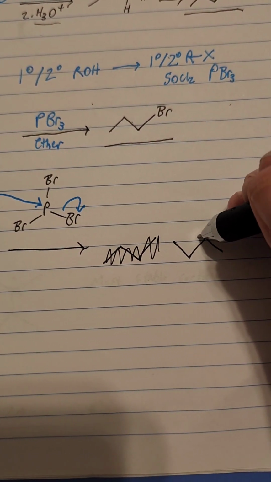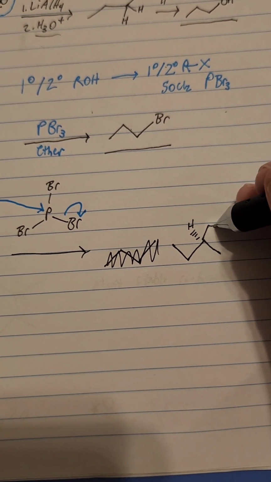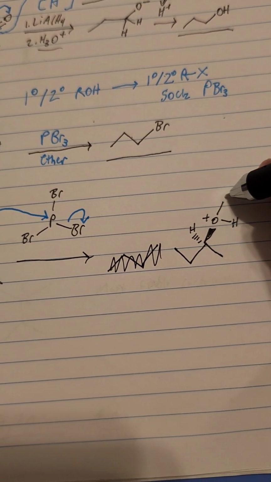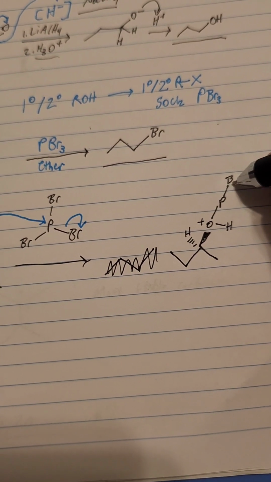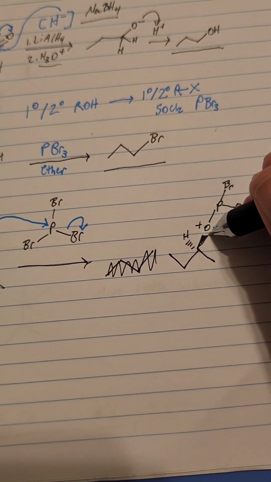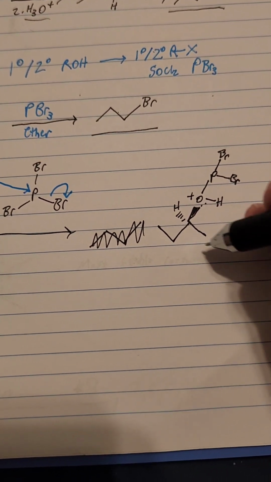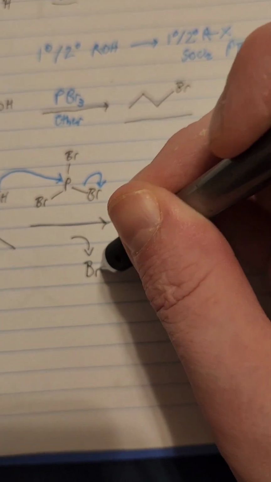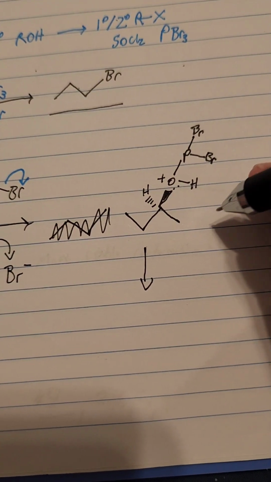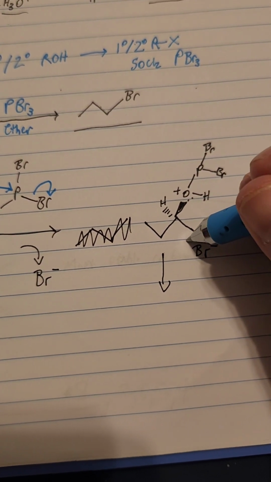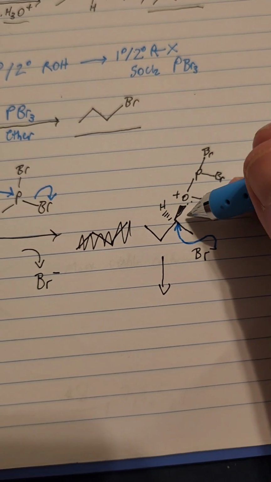is, oops, let me rewrite that. What that gives us is, we're gonna have Br. Alright, and that gives us our intermediate. The final step in this, since we kicked off a Br, is going to be that this Br comes back and it's going to do a backside attack. It's going to do an SN2 like attack on here.